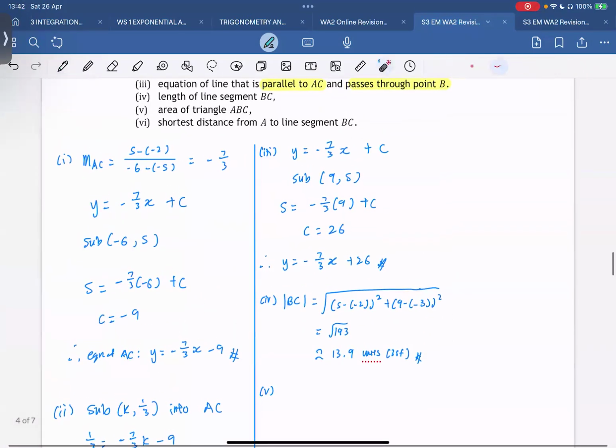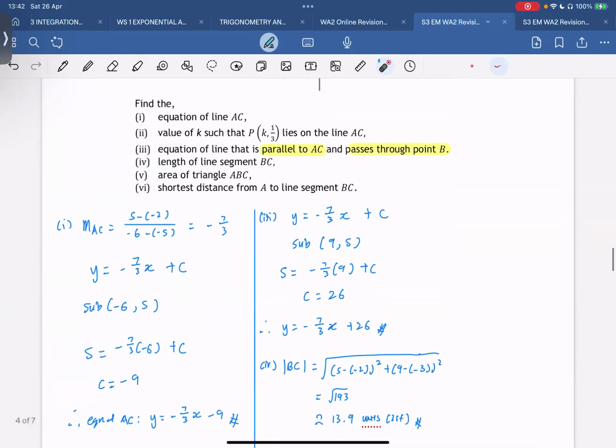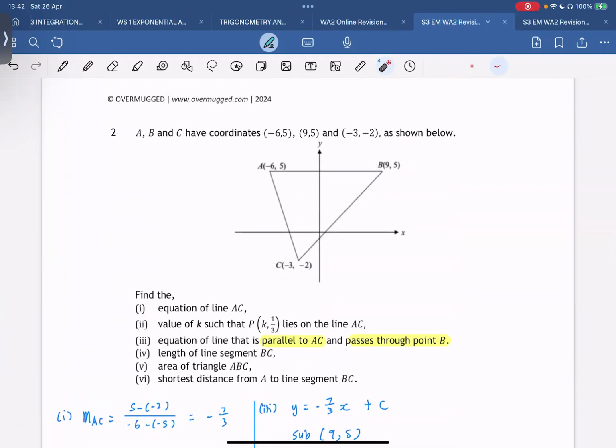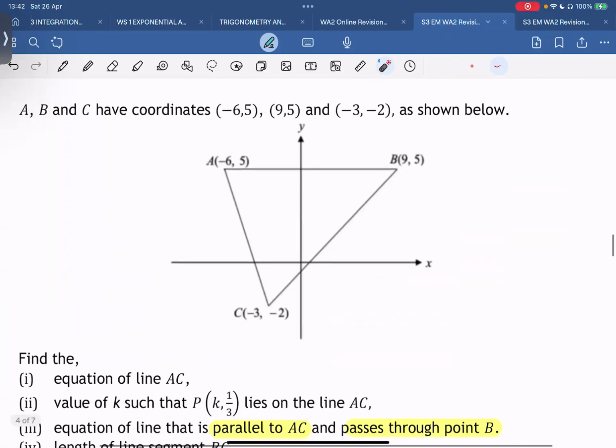Part 5. Find the area of triangle ABC. Okay, so to find the area of this triangle, we can simply take half times base times height. Our base will be line AB, right? And the height of this triangle is just this perpendicular distance h. So let me draw this perpendicular distance. Okay, so this will be the height of the triangle.